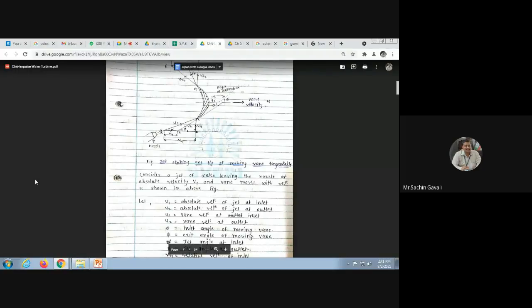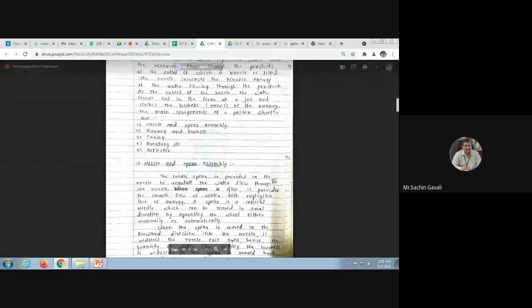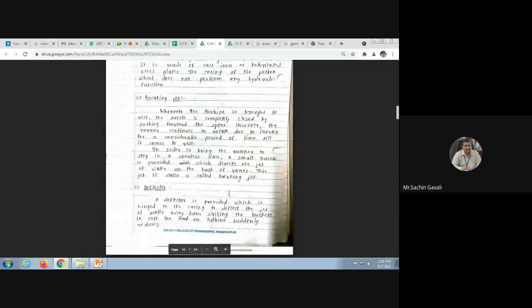Okay. Now we'll go to impulse turbine. Now impulse turbine, I told you, it is which case? Impulse turbine is which case? Tangential flow impulse turbine means what? The flow is tangential at inlet.